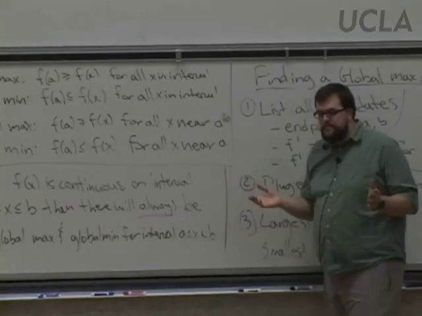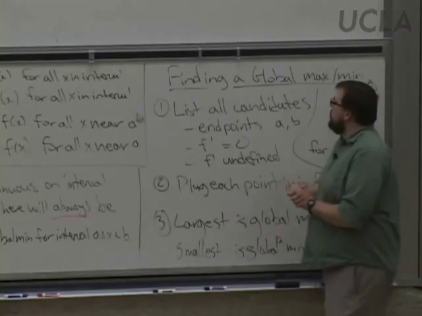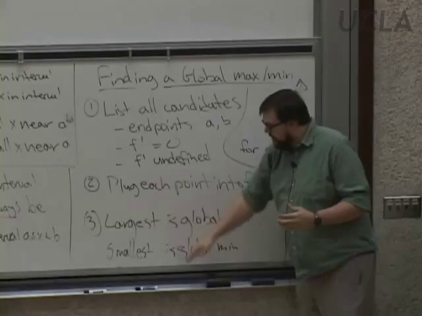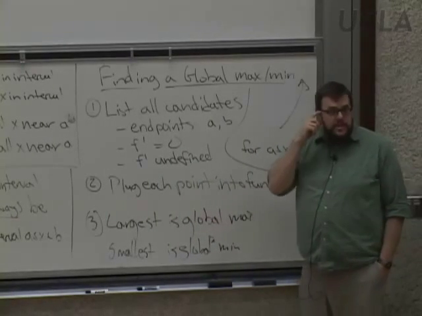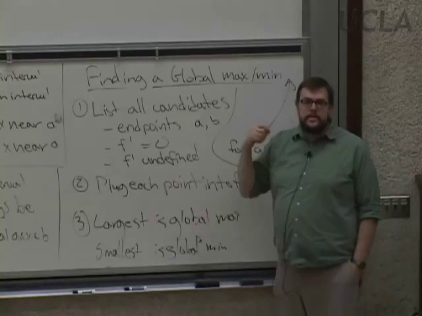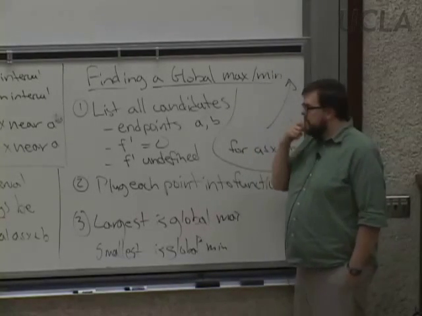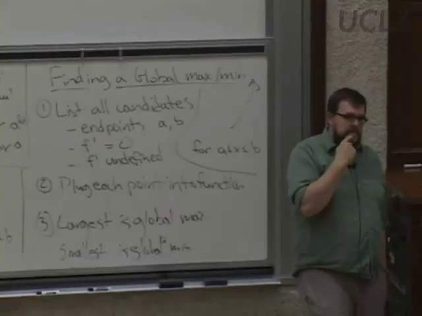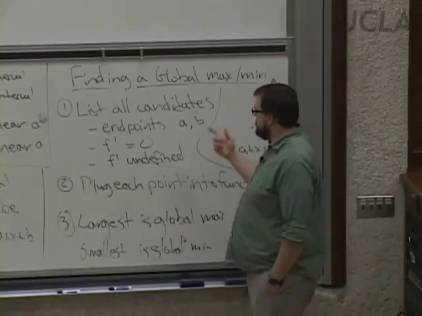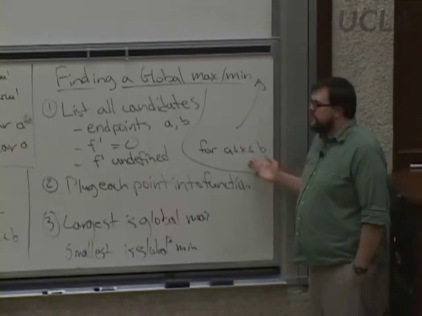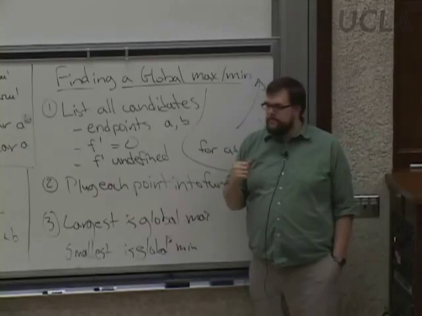Now, how do we find it? Well, what we do is we have a very simple process. It has to happen somewhere. So the first thing we say is, okay, where could it happen? Let's write down all the places, all the x values where our global max or global min could happen. Certainly it could happen at the endpoints. So if our interval is from a to b, then our endpoints would be a and b. So we list those down.